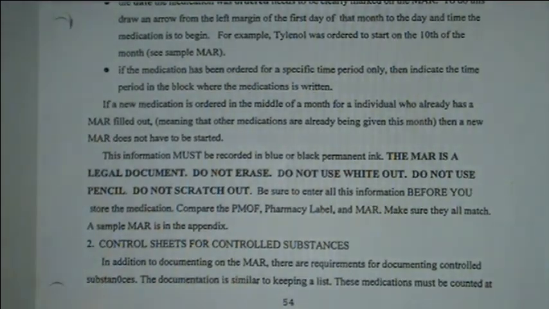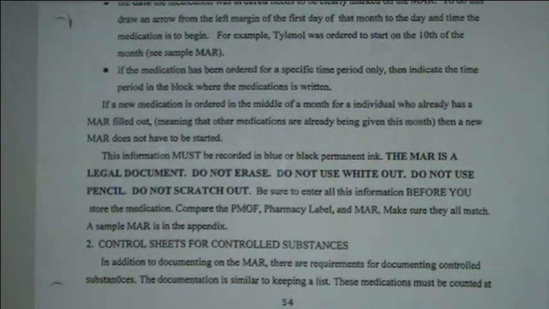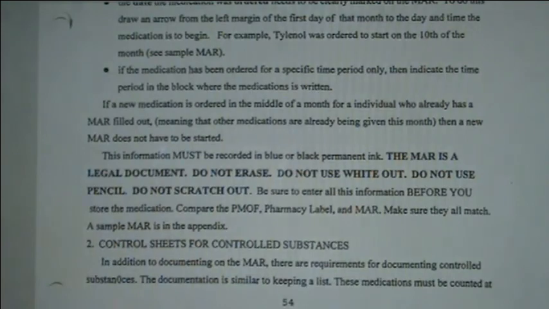Information on the MAR, like I said, it's a legal document and the legal color is black. So you can only use black ink to complete the MAR. The MAR is a legal document again. Never, never erase anything on it. Never use a whiteout. Never use a pencil. Never scratch out any part of it. So be sure to enter all this information before you store the medication.